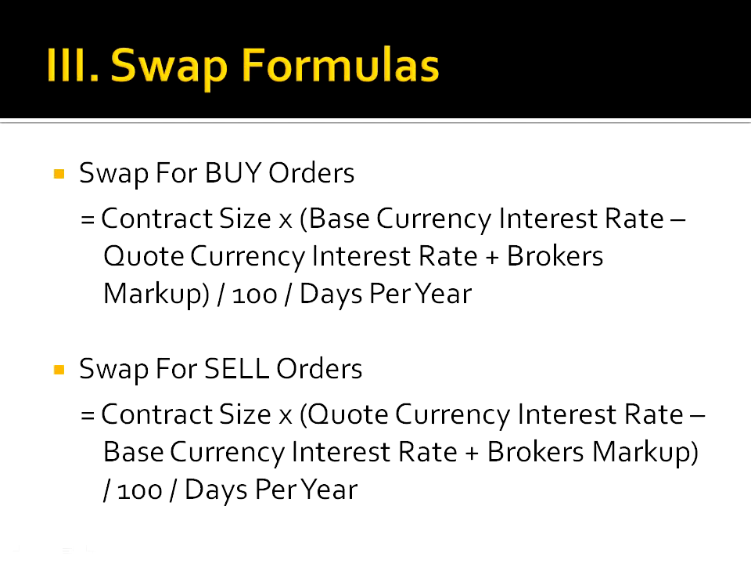Now here are a couple of fancy formulas. Swap for buy orders equals the contract size, which would be the lot size, 100,000, 10,000, 1,000, times the base currency's interest rate, minus the quote currency's interest rate, plus the broker's markup, divided by 100, divided by 365. That's how many days per year. Swap for sell orders: contract size, times the quote currency's interest rate, minus the base currency's interest rate, plus broker's markup, divided by 100, divided by 365 days a year.